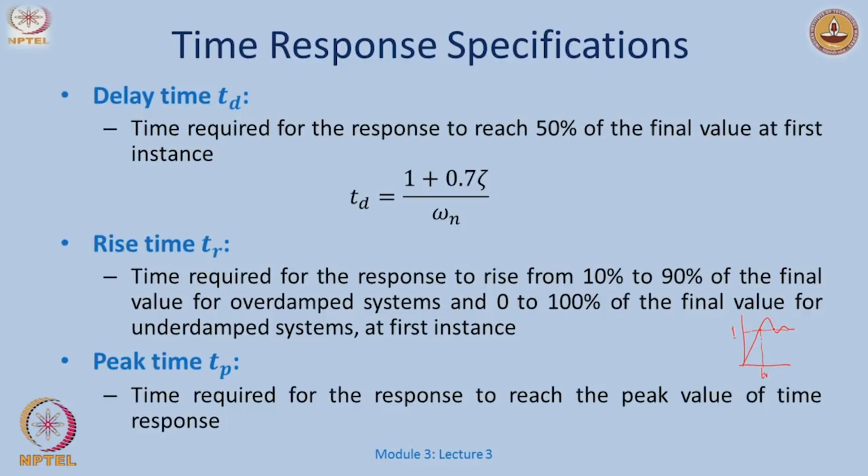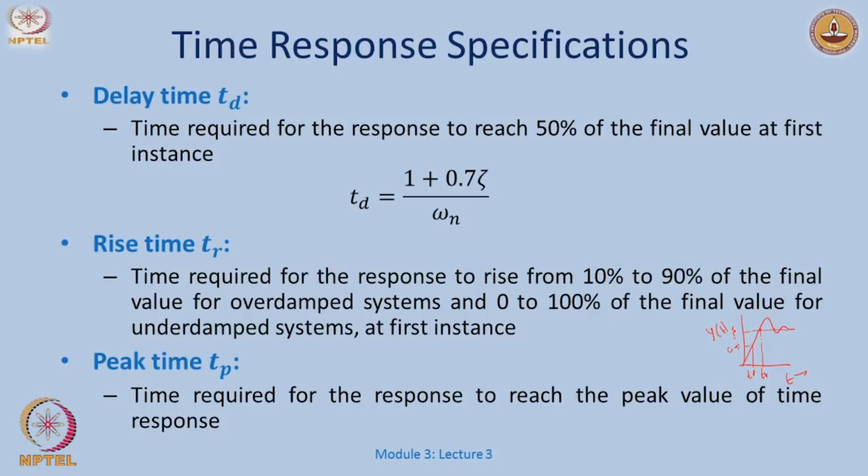You see that it reaches the value of 1 here, here, and so on. It keeps on oscillating until it settles down to its final value. The delay time is this time, TD, where my response takes the value of 0.5. So, this is my time, this is my response y of t.